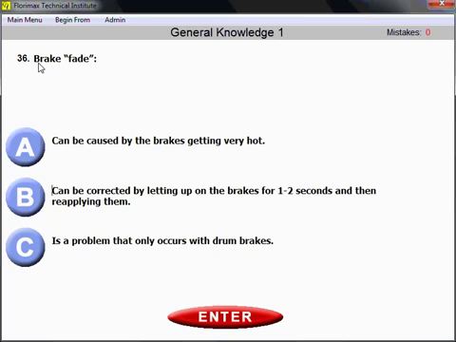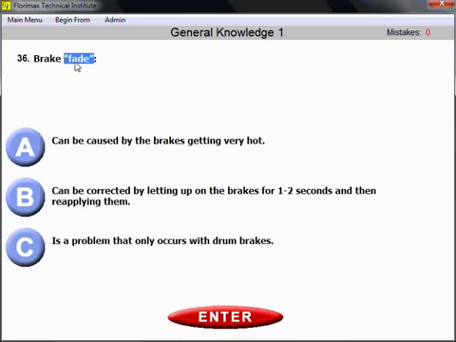Number 36. Brake fade. Specific terminology which is applied to the condition when your brakes start losing their power, when they are very close to failing, when it's time for you to take care of the brakes, to adjust, to fix them. So fade is a condition when brakes start working improperly.